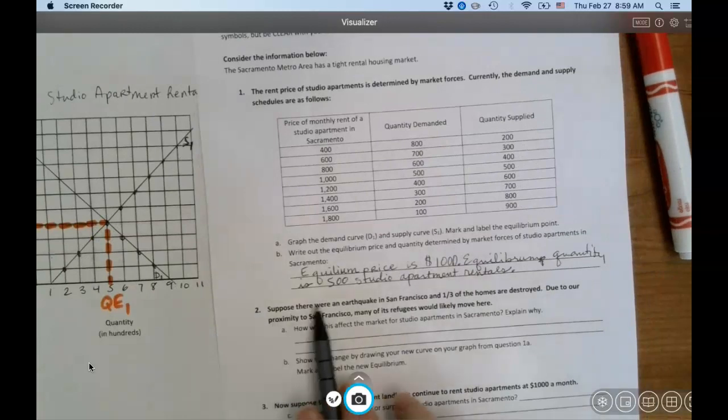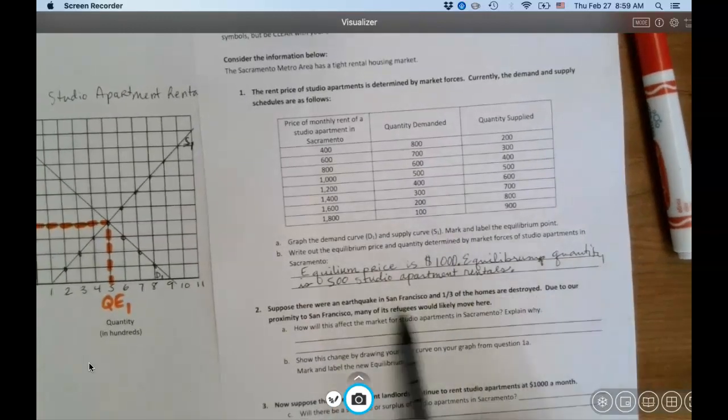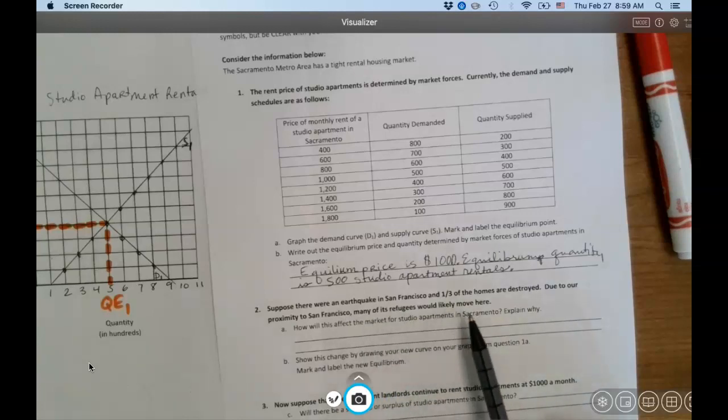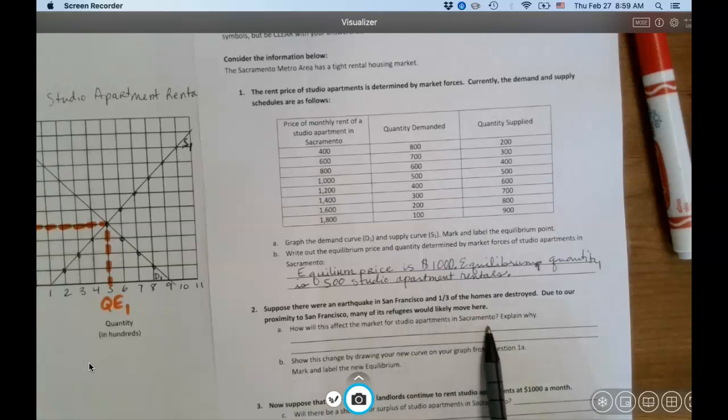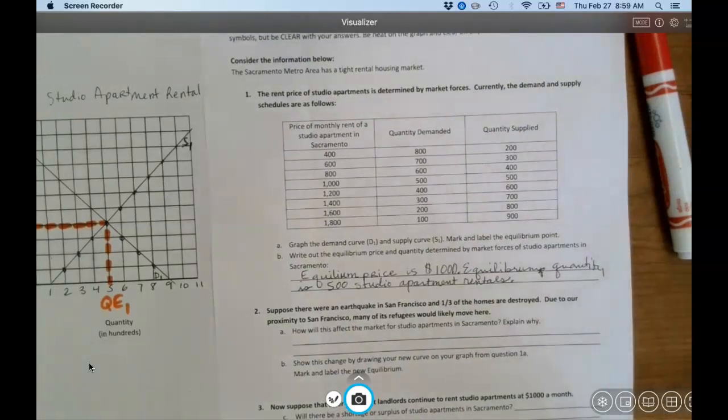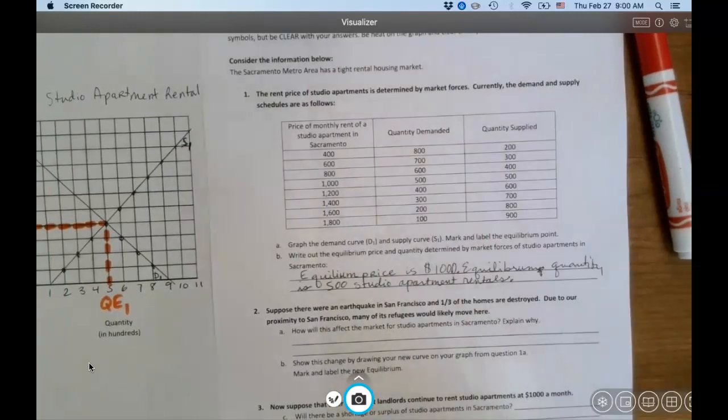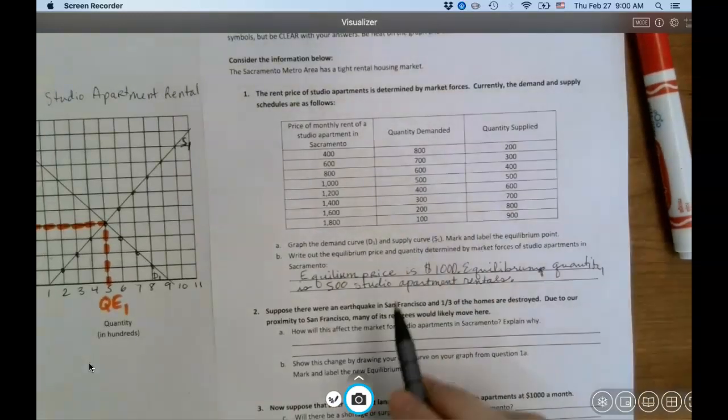Now, suppose there was an earthquake in San Francisco and a third of the homes are destroyed. Due to our proximity to San Francisco, many of its refugees would likely move here. So how will this affect the market for studio apartments in Sacramento? Now, there's two things they want here. They want how would it affect it, and explain why. Think of your quizzes. There were two different boxes you had to write things in. Write the stuff that you would put in those two boxes. So, how would this affect the market? Would that affect demand or supply? And how would it affect?